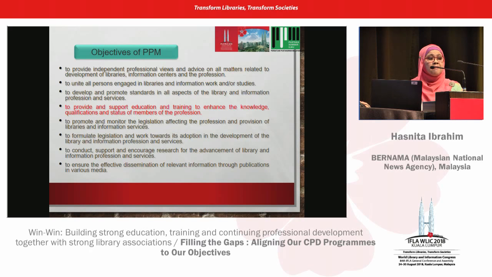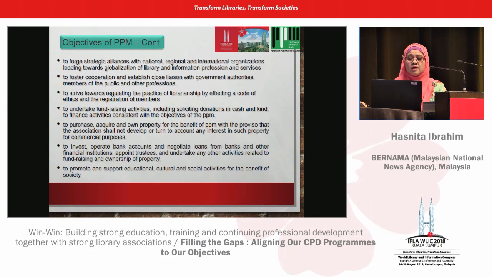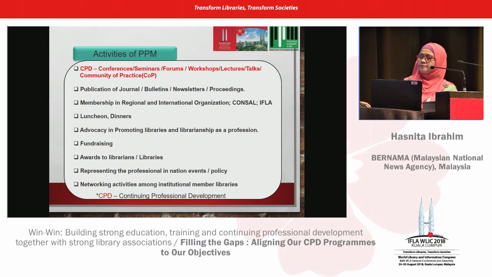Our constitution, which was amended in 1998, draws a line about 15 objectives. Whatever CPD programs we have are in line to provide and support education and training to enhance the knowledge, qualifications, and status of members of the profession. Another objective that PPM has is to foster alliance and cooperation towards regulation of practice of librarianship, fundraising, and others.